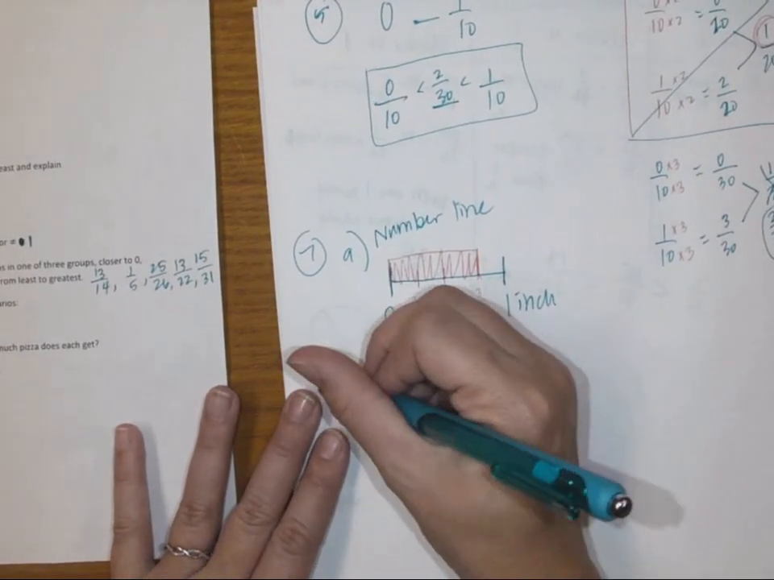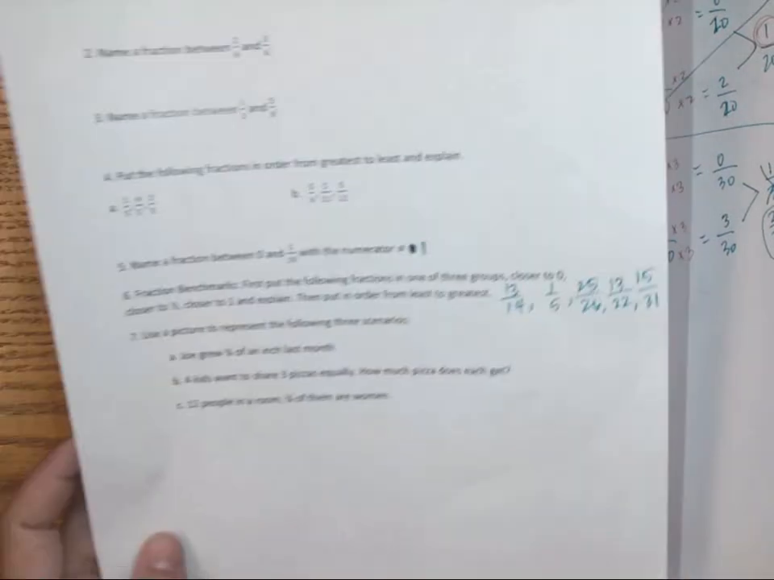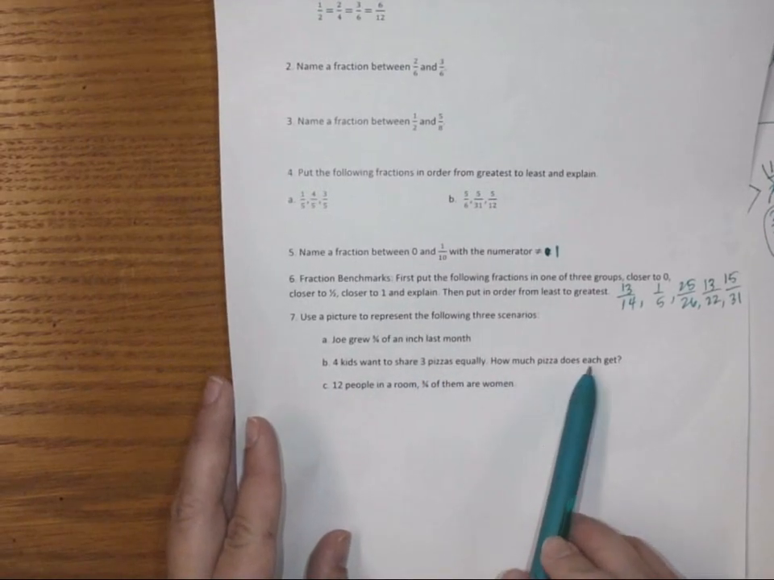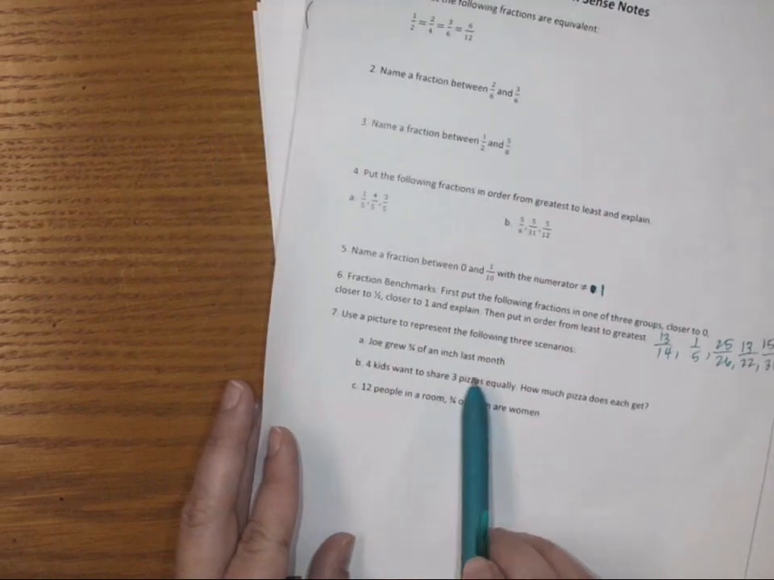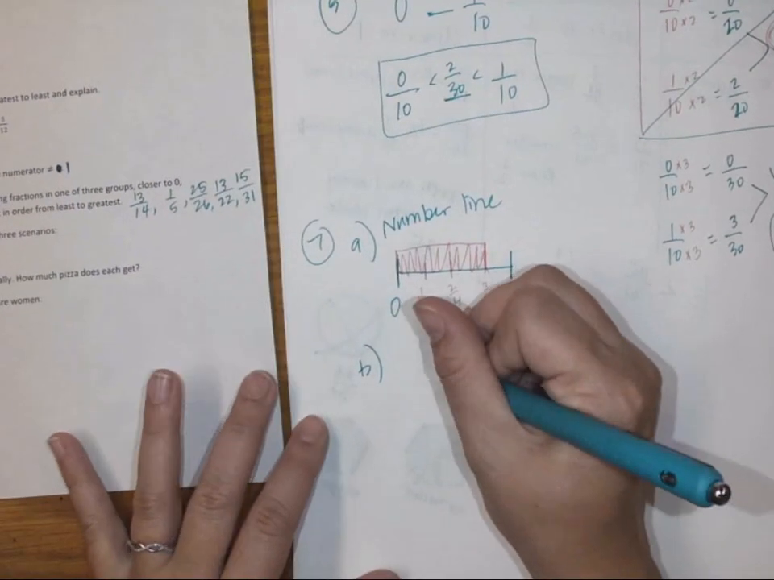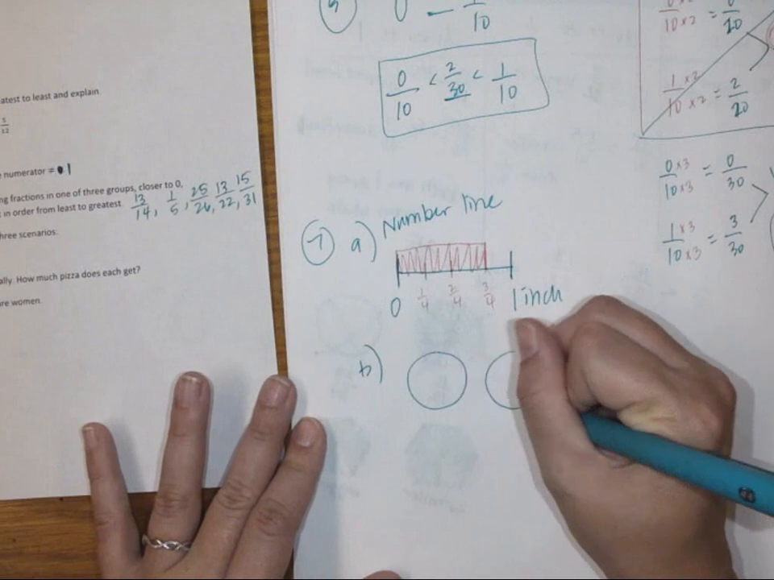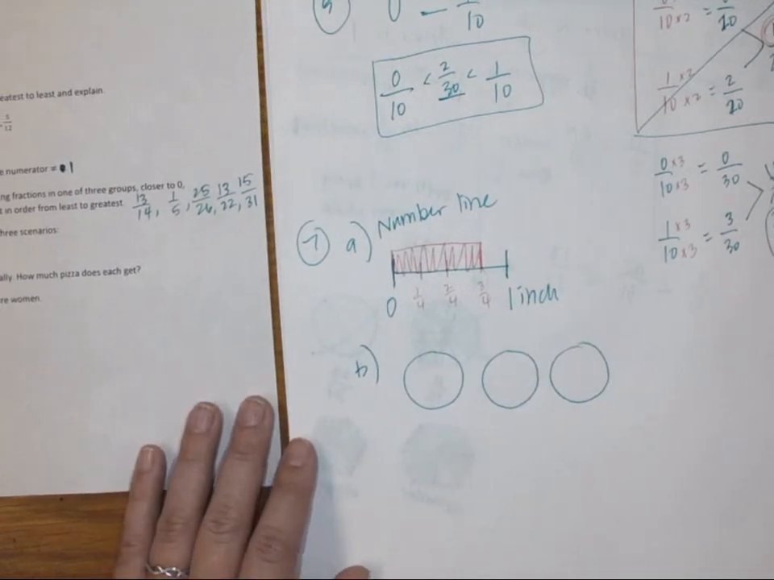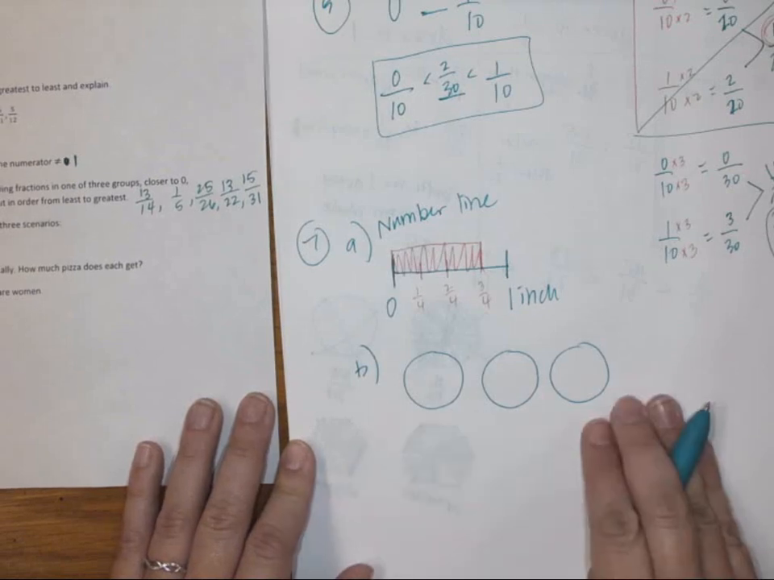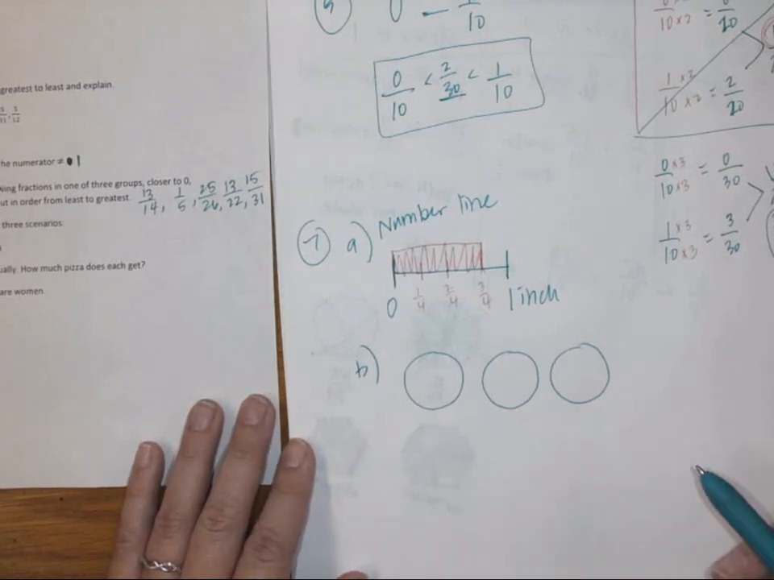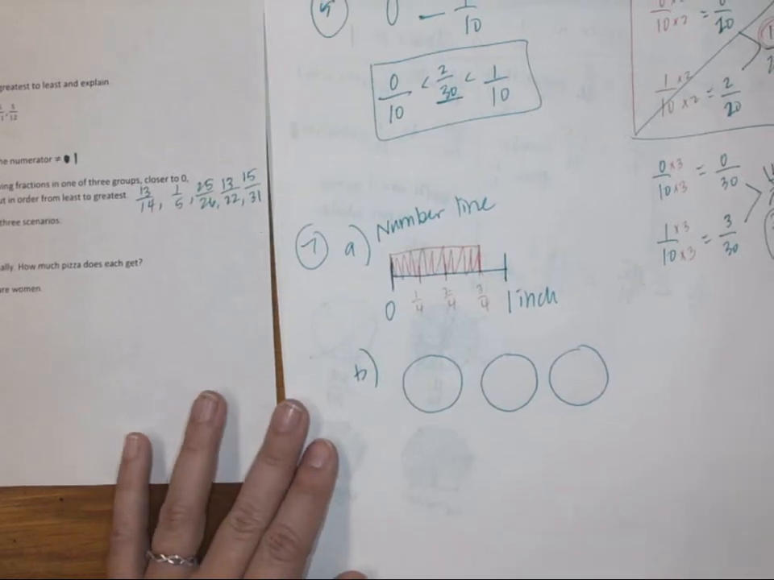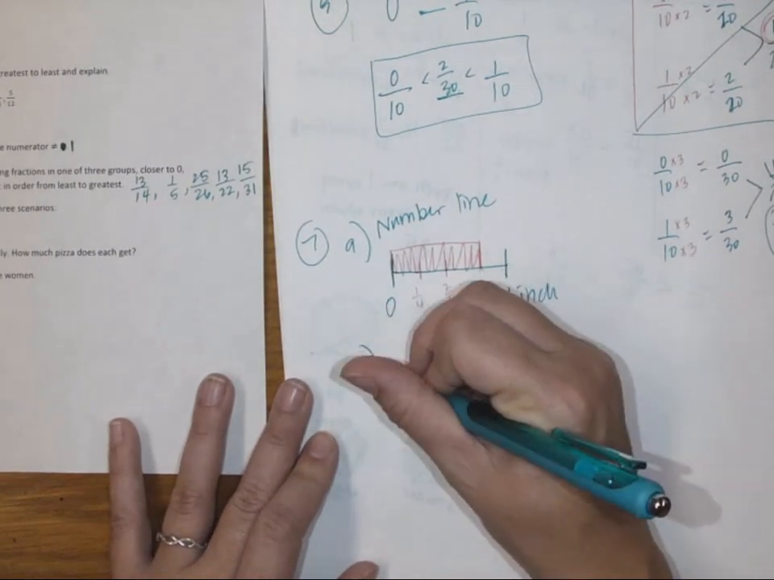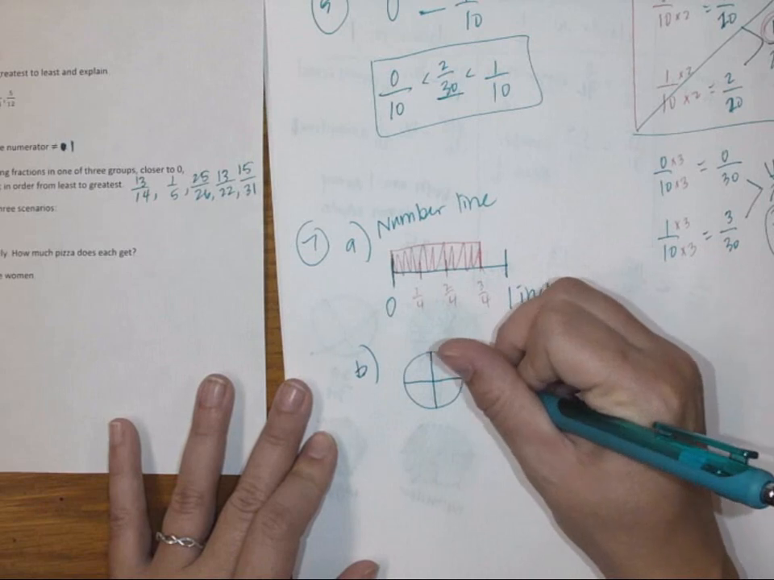Okay. For part B, it says 4 kids want to share 3 pizzas equally. How much pizza does each get? Okay, so I'm going to draw 3 pizzas. So here's 1, here's 2, here's 3 pizzas. If 4 kids are going to share this, I need to split all these pizzas into 4 parts. The easiest way in my head to do it, you may think differently than me, is to split each pizza into 4 parts.